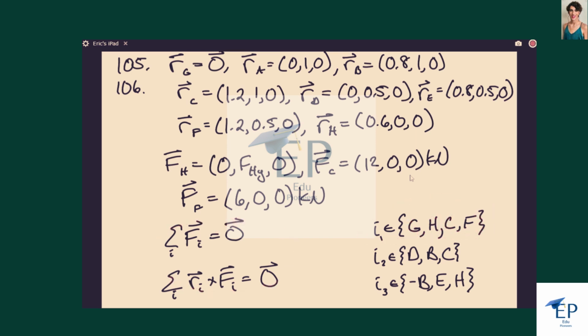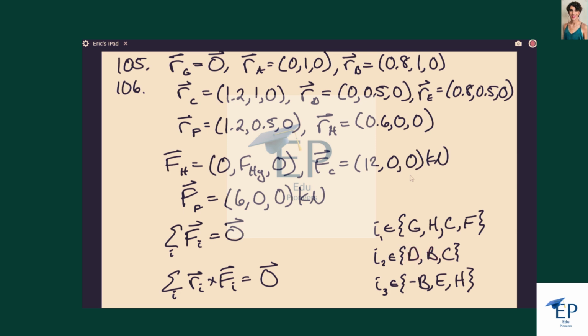And then I looked at member DBC. Yeah, so that's the upper angle L-like bracket. And so this is an external load, and these are internal loads.